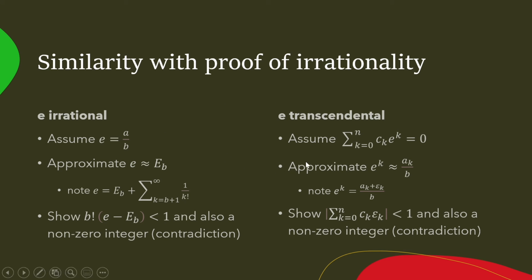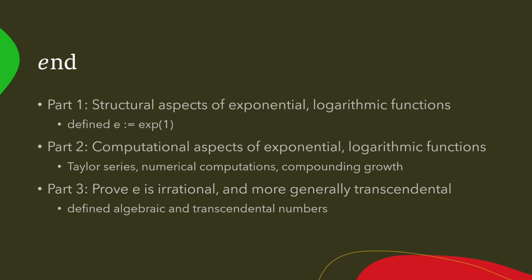So hopefully this gives a sense of the motivation for where the proof of e being transcendental would come from in the first place. It comes from modeling the proof of irrationality. So this is really the end, both of this video and of this mini-series overall. If you've been watching the first few parts, this is really just a recap of all 3 parts that we've covered now. Part 3 is what we've just been doing.